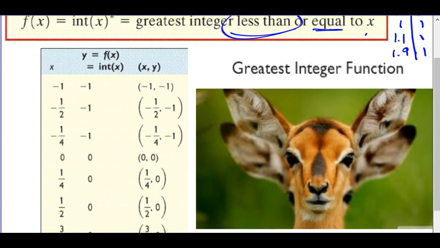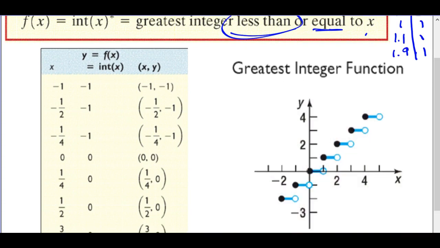Because when all is said and done, it looks like a staircase or a step. So you can see 0.5: the greatest integer less than or equal to 0.5 is 0. 0 is an integer. And this is 1.5, and the greatest integer less than or equal to 1.5 is 1. If you let x be 4.5, you're going to go down to only 4, because the greatest integer less than or equal to 4.5 is just 4.